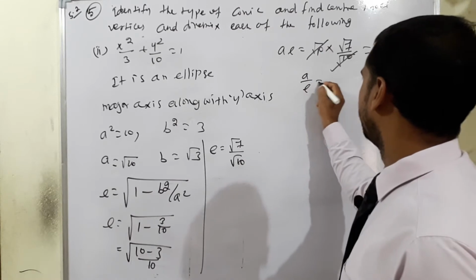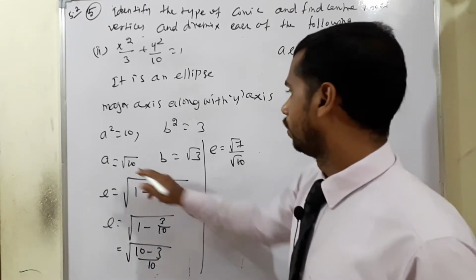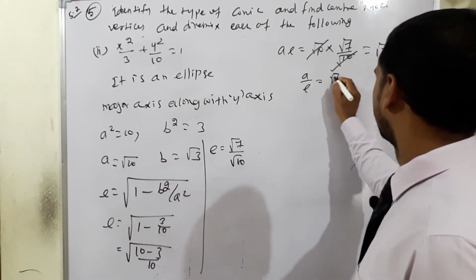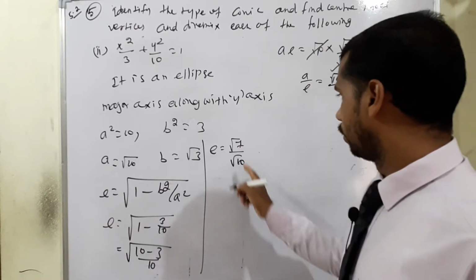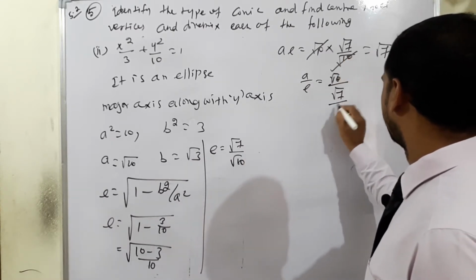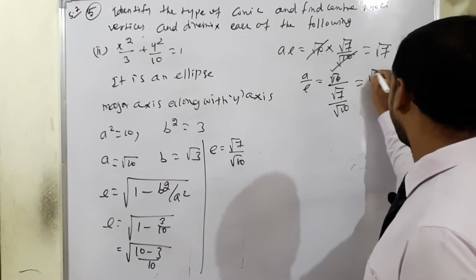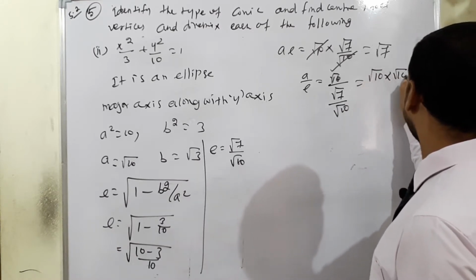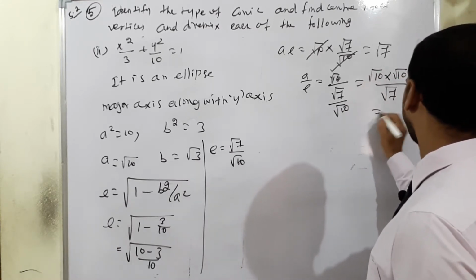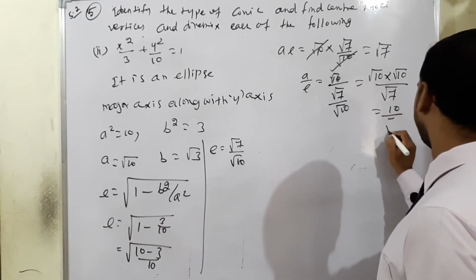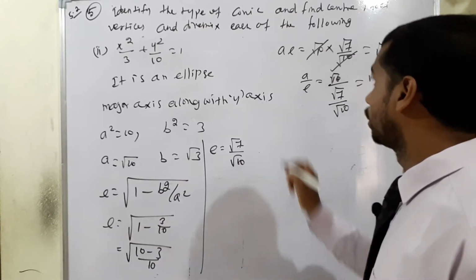Then a by e means a value root 10 divided by e value root 7 by root 10. Taking the reciprocal, root 10 into root 10 divided by root 7. Therefore root 10 into root 10 is 10, so a by e is 10 by root 7. Now moving on one by one.